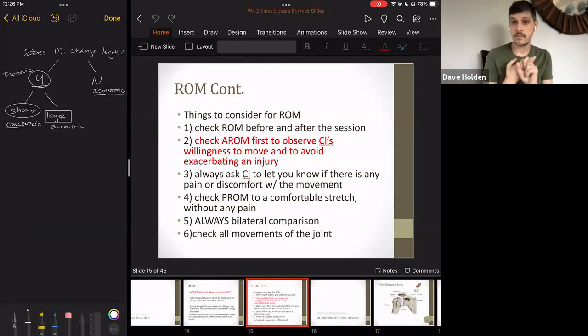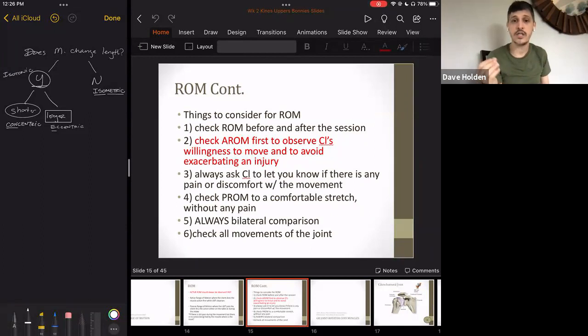Always inform the client they need to tell you if there's any pain or discomfort in the movement, because that's what sets the boundaries. If they can move their arm all the way up, but it hurts when they do this, then they don't need to do that, right? They move it up to where the pain starts. That is the limit of your range of motion.